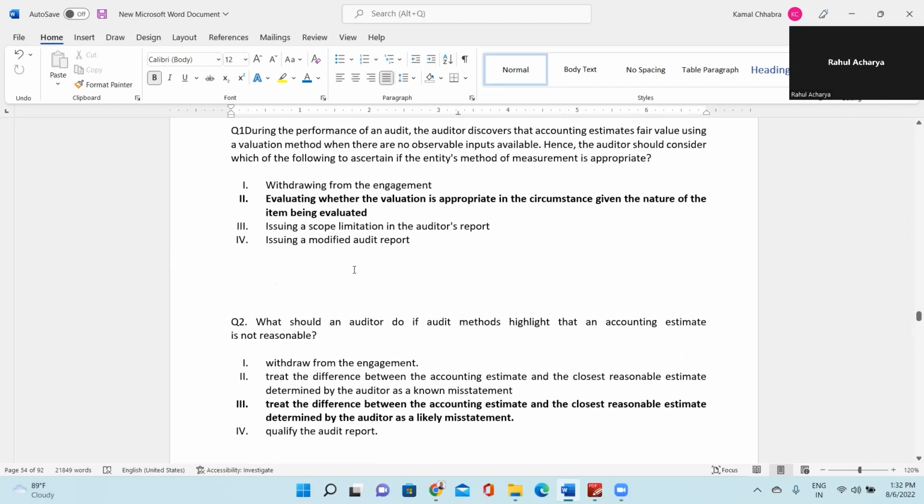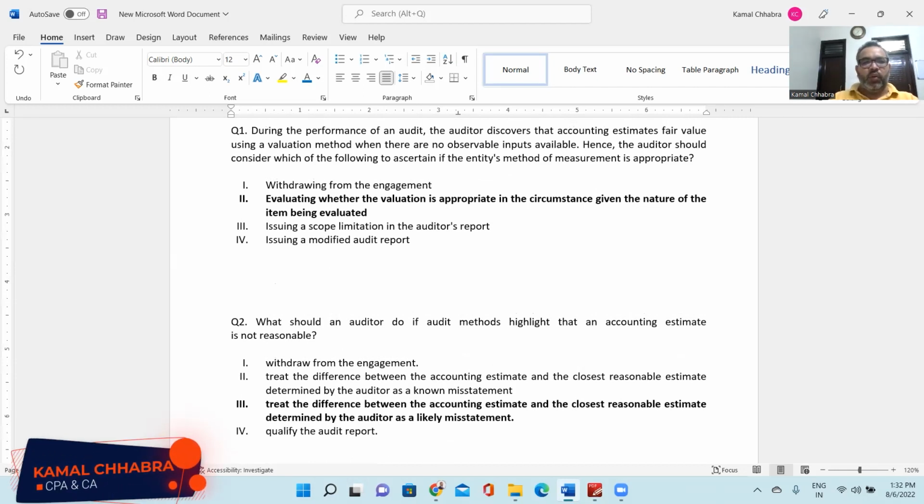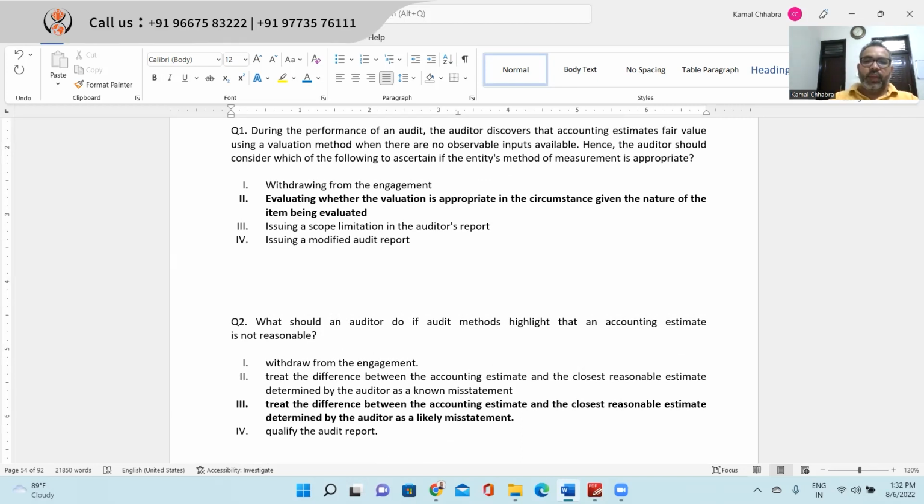Question one. During the performance of an audit, the auditor discovered that the accounting estimate is fair value using a valuation method when there is no observable input available. So the call of the question is when there is no observable input available. Hence, the auditor should consider which of the following to ascertain if the entity's method of measurement is appropriate. So when you do not have observable input, which method is more appropriate?